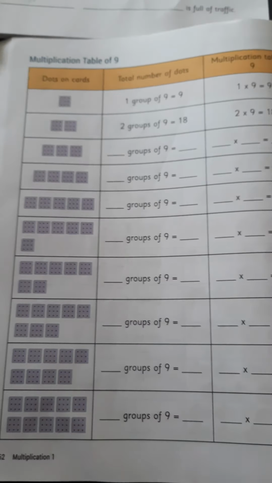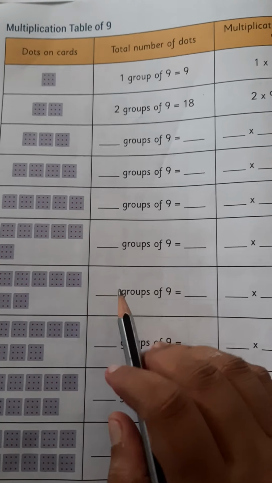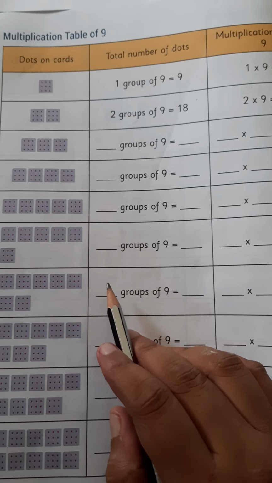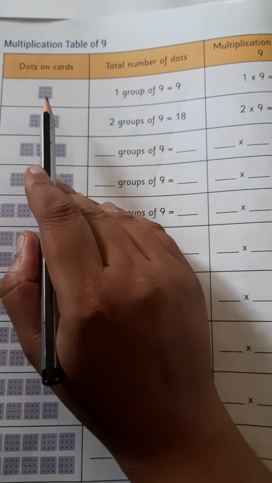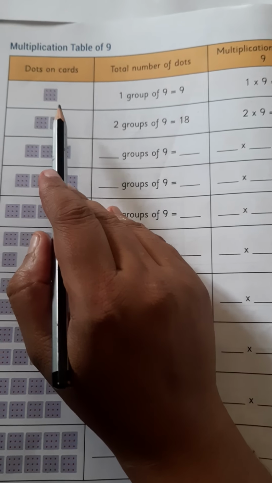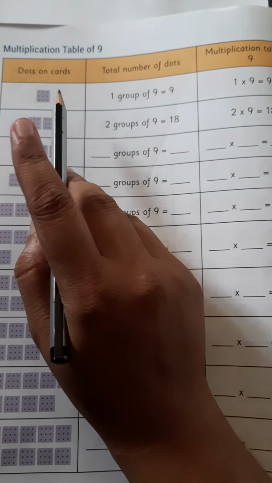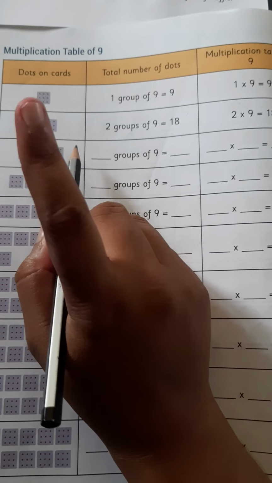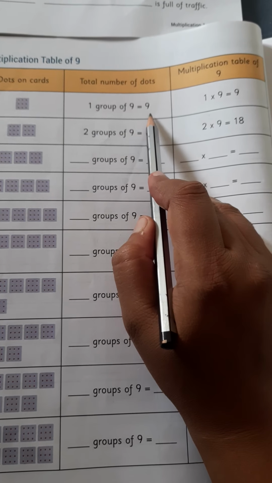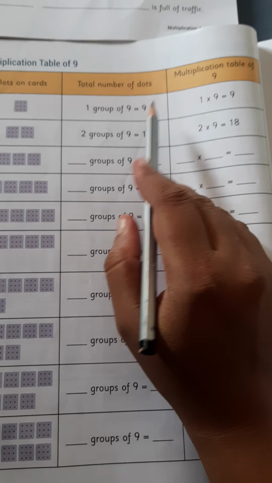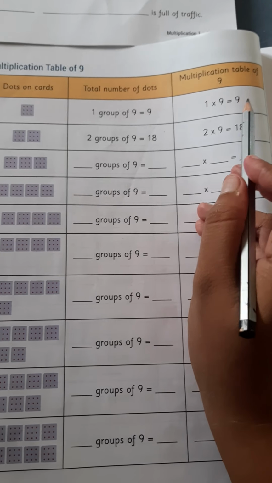Multiplication table of 9. Here dots are given in groups. First, you have to count the number of dots here. 1, 2, 3, 4, 5, 6, 7, 8, 9. So how many groups are there here? 1 group, and in that there are 9 dots in total. That means one group of 9 is equal to 9. So now write in the multiplication table: 1 nine is 9.